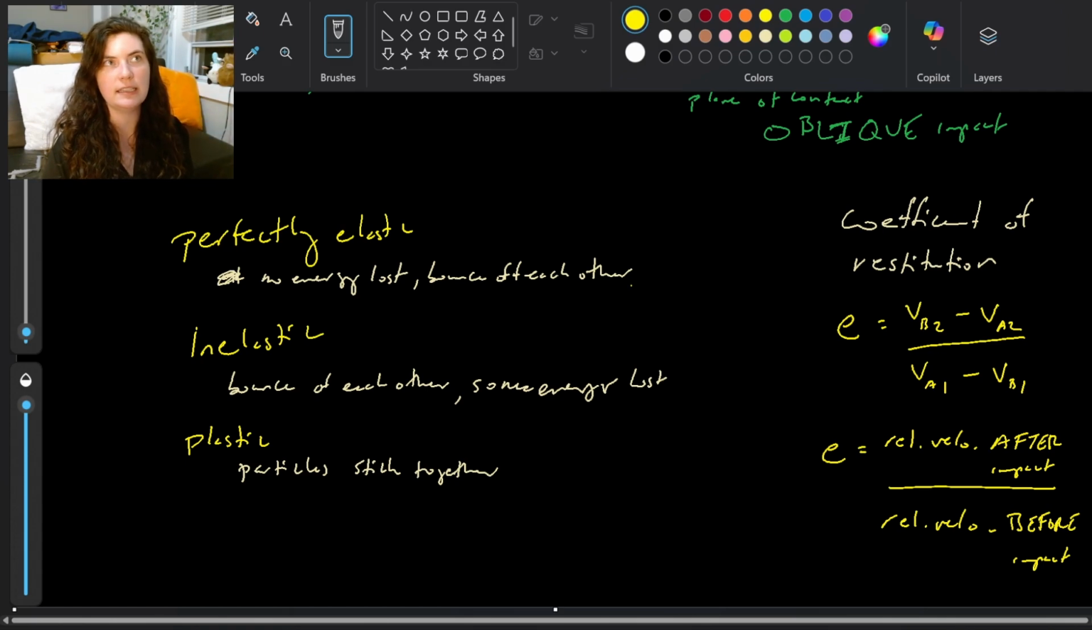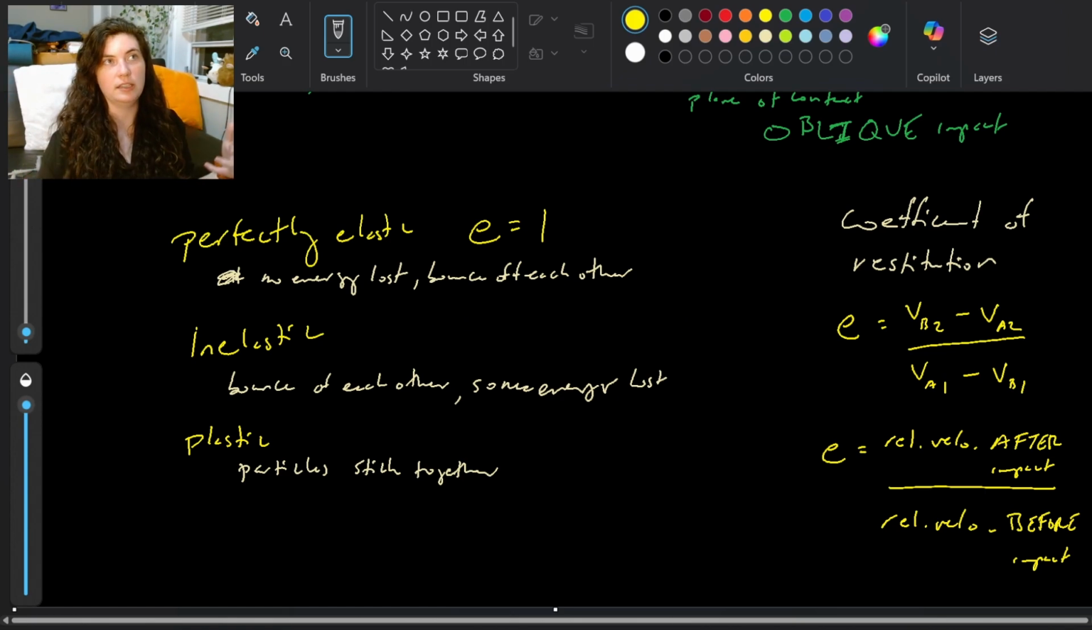So perfectly elastic means that our coefficient of restitution is 1. Everything was perfectly conserved. They just bounced off of each other, no energy lost, kept doing their own thing. Not realistic. This does not happen in reality. Things are not perfectly elastic in the real world. But it is good to know that if something is perfectly elastic, it would have a coefficient of restitution of 1.